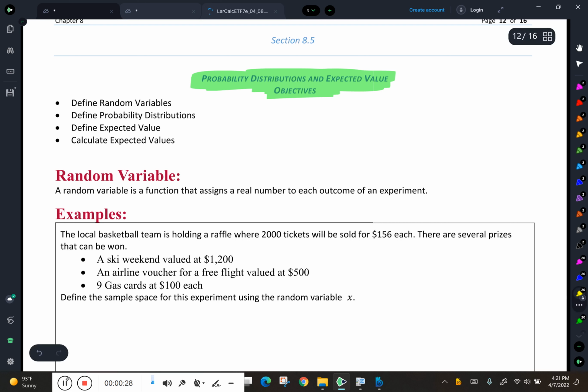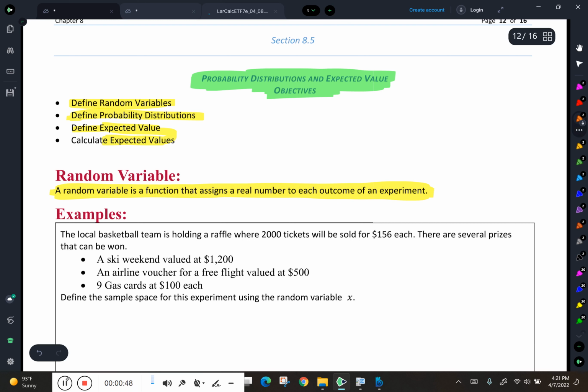All right, so we're going to take a look at some random variables, define what a random variable is. We'll take a look at a probability distribution. We'll calculate and define expected values. So first off, a random variable is a function that assigns a real number to each outcome of an experiment.